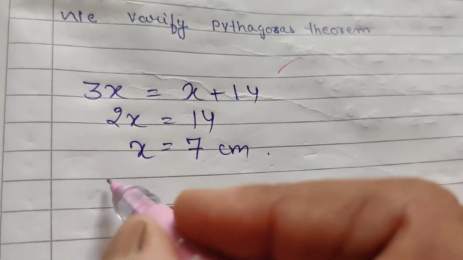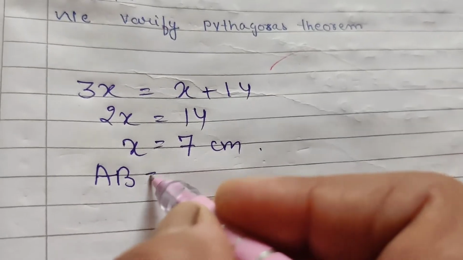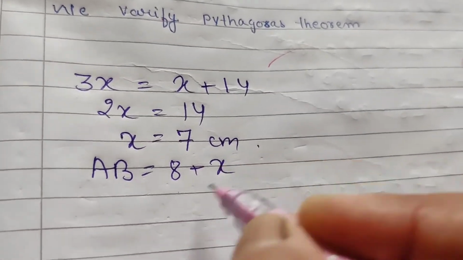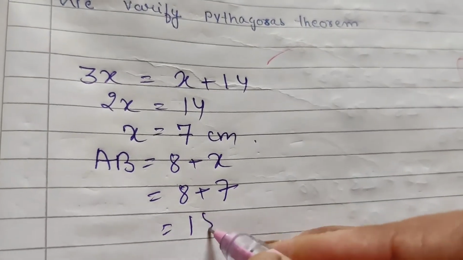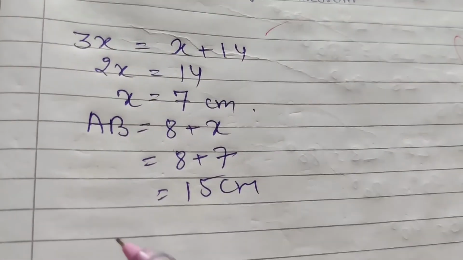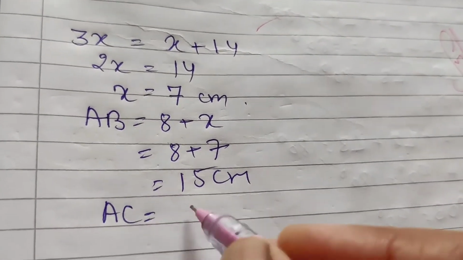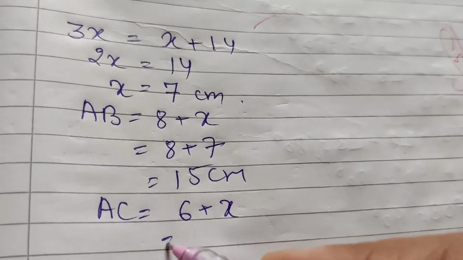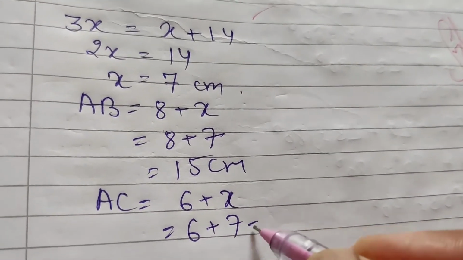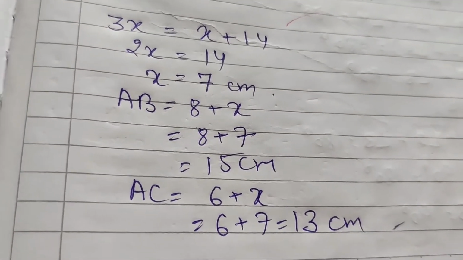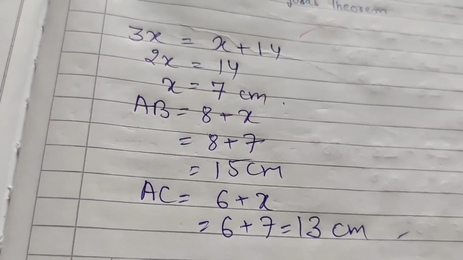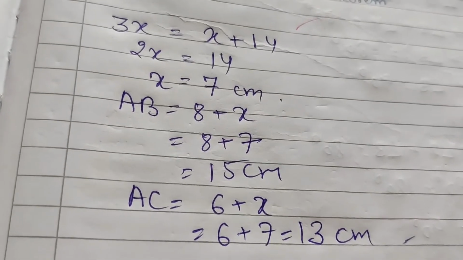Now AB equal to 8 plus x, it means 8 plus 7, 15 centimeter. And AC is 6 plus x, it means 6 plus 7, 13 centimeter. This is the answer for these two sides. Lengthy question but very important question.